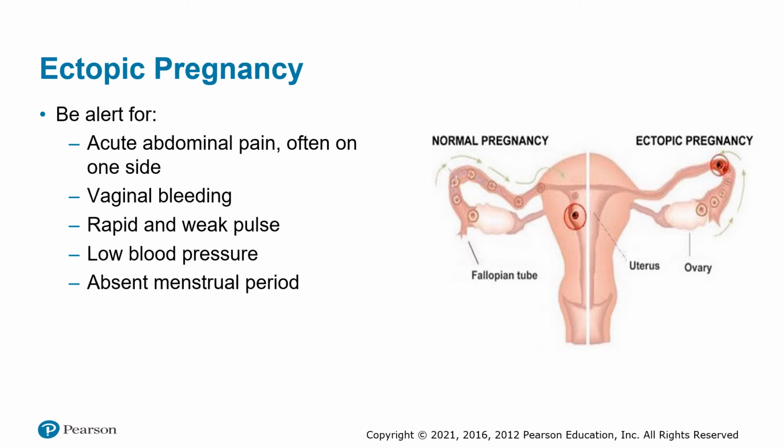Ectopic pregnancies, again, are where the egg implants into the fallopian tube. It can cause acute abdominal pain, often on one side, vaginal bleeding, rapid and weak pulse, low blood pressure, and an absent menstrual period.